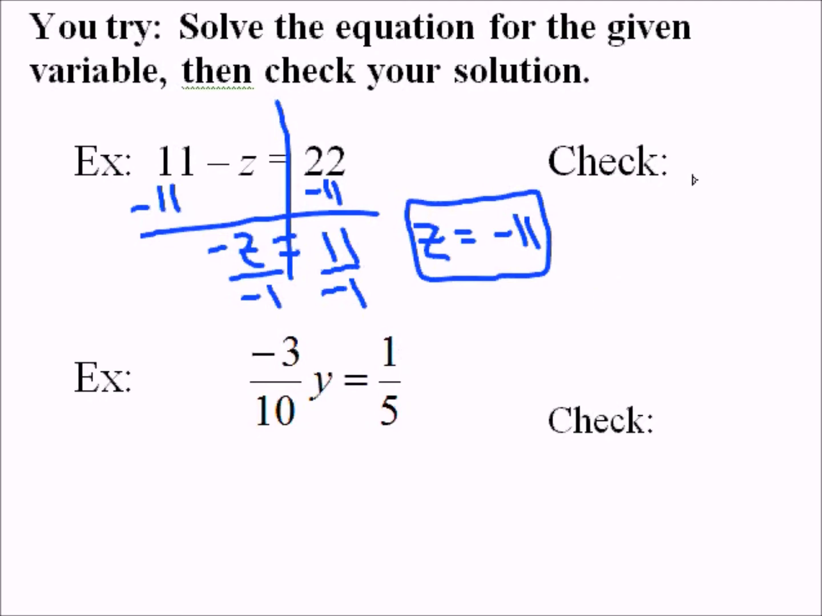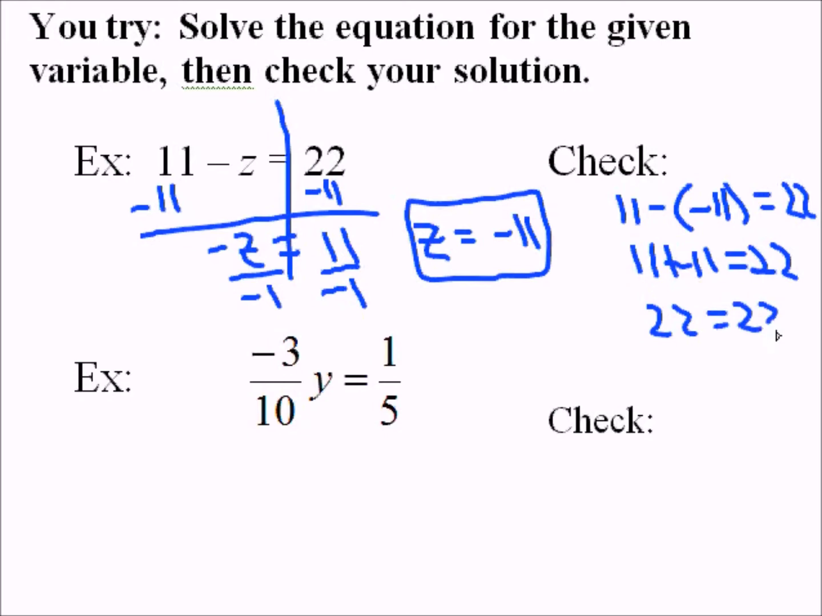Checking your solution, you get 11 minus, putting in negative 11 for z, equals 22. 11 minus negative 11 is 11 plus 11, equal to 22. And finally, 22 equals 22, which means our solution checks out.